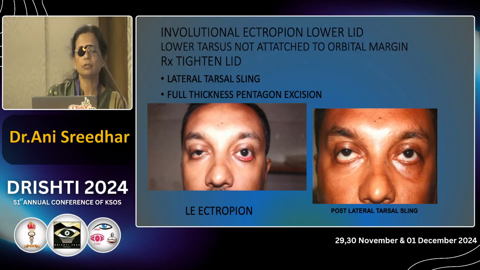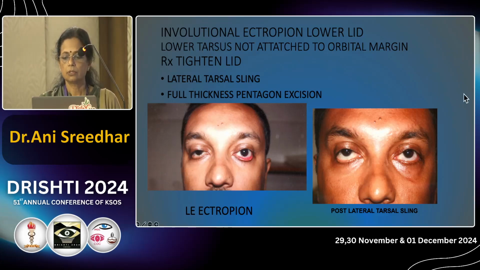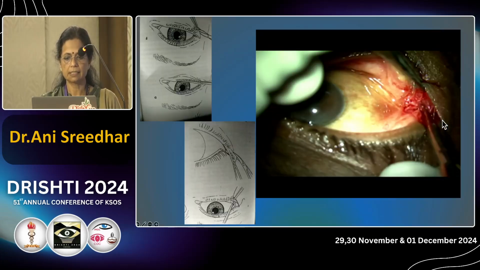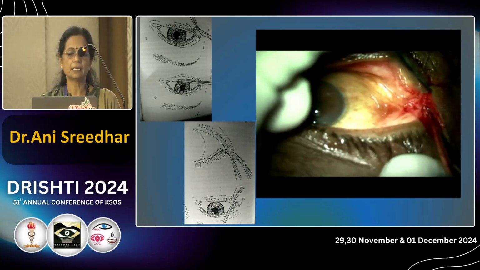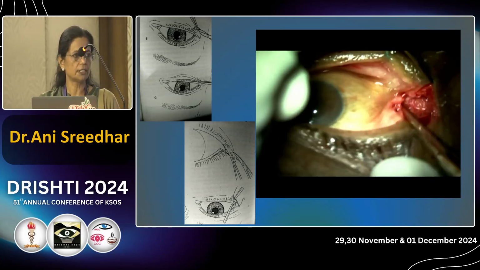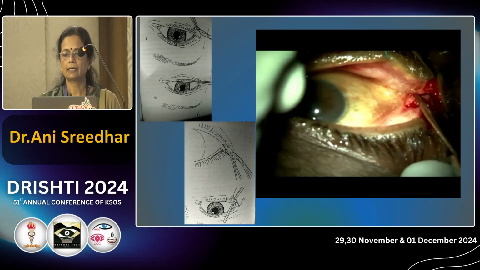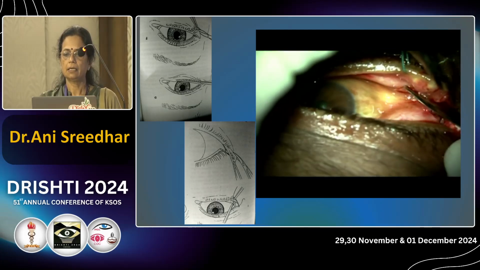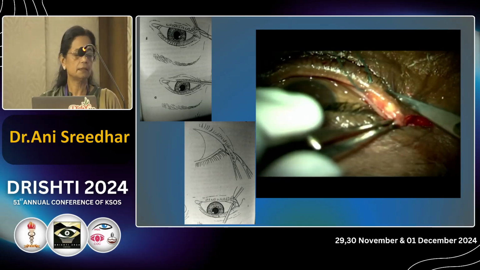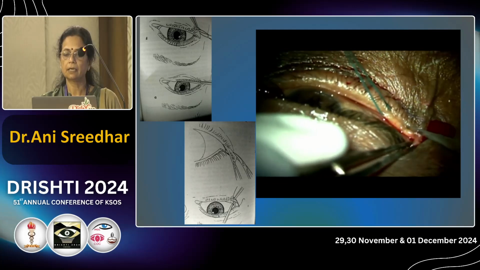Involutional ectropion of the lower lid. So that is just, you have to tighten the lower lid. See here, the tarsal plate is not attached to the lateral orbital margin. So you can do a pentagon excision or a lateral tarsal sling. Nowadays we always do a lateral tarsal sling, where the lower lid is split into two layers, and both these layers of the tarsal plate are shortened and sutured separately to the lateral canthus. So cantholysis is being done. You strum and see where the lateral tarsal ligament is, and then cut it fully.